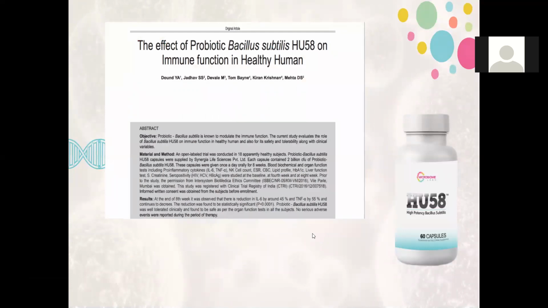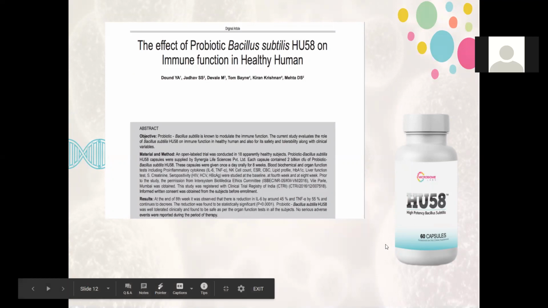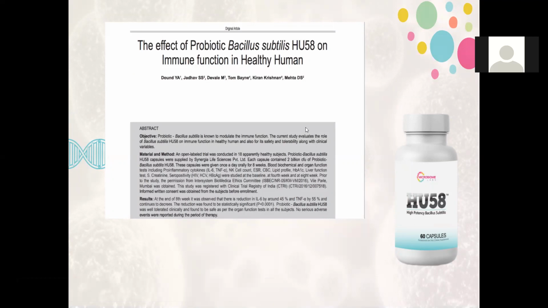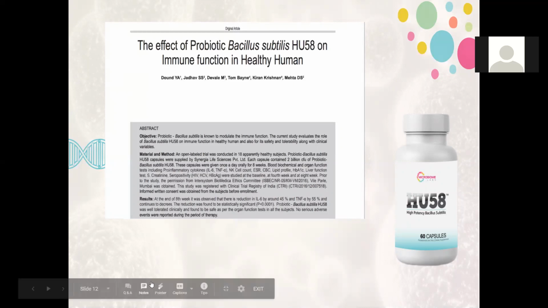If a person cannot tolerate all 5 strains of the Bacillus spores in Megaspore, each one of these spores is very effective. And this clinical trial shows the 1 spore, which is Bacillus subtilis HU58 in our product, is very effective in reducing interleukin 6 by 45% and TNF alpha by 55%. We also know it drops ammonia amazingly, so much so that Cleveland Clinic uses it as their standard of care on their hepatic encephalopathy wing.